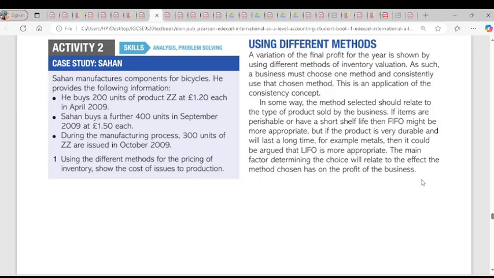However, if the product is perishable, that means a product that can easily spoil, you can use FIFO, first in, first out, because you have to sell those products as soon as possible. But if the products can last longer, you can use last in, first out. Do you understand? That is the point about using different methods. You use FIFO mostly for perishable goods and LIFO mostly for non-perishable goods. Clear? We'll move on.